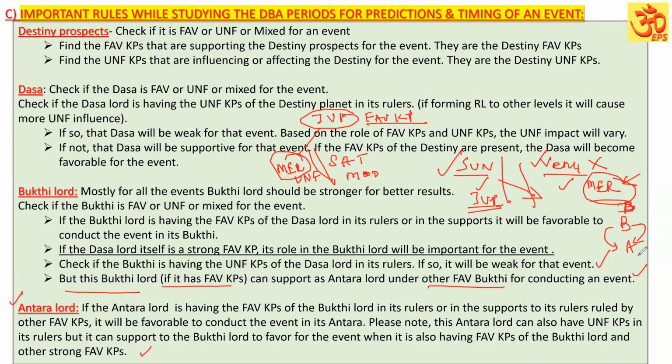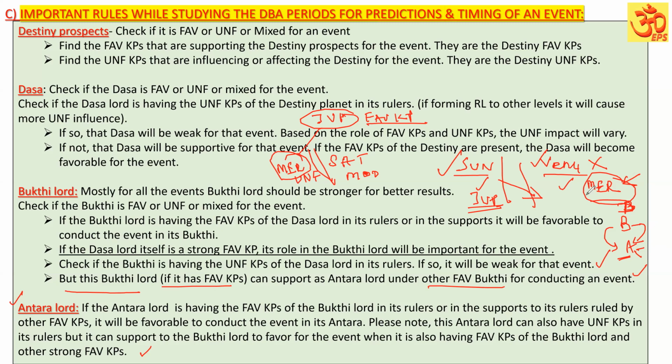And especially if you check the Antara Lord planet at the star level, the source and effect will be having a strong combination of houses, especially those completing the chain of the Dasa, Bhukti, Antara for the event. What are the other key planets missing in the Bhukti Lord, if it is playing a role in Antara? That will complete the chain, especially with the 11th house playing a role. That will complete the chain and it will favor it to act as the Antara Lord, even if it is having some unfavorable key planet of the Dasa. You understand? So you have to keep it in mind.